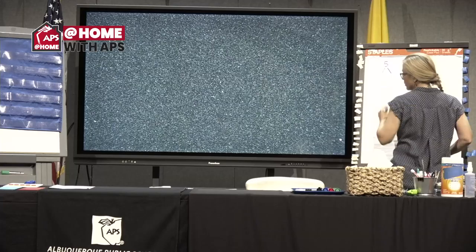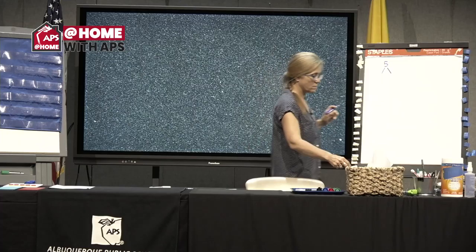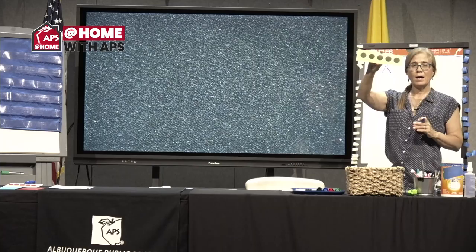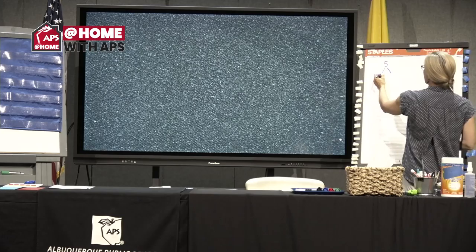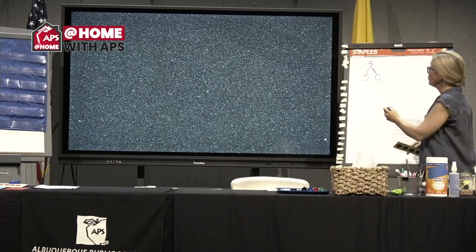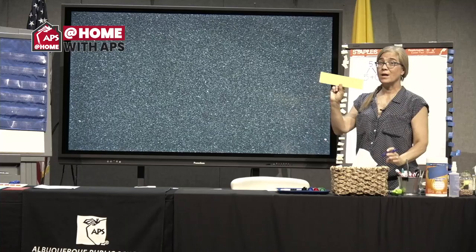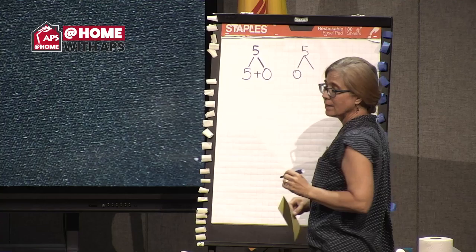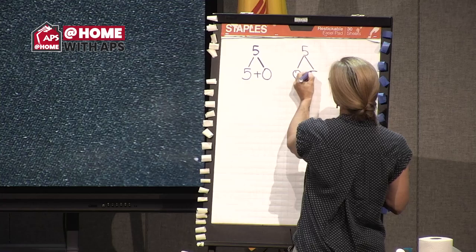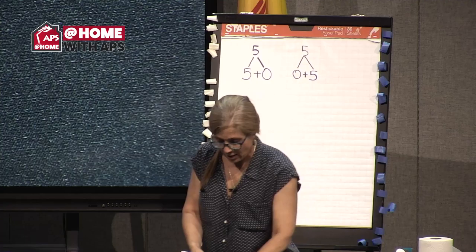I'm going to use these bigger cards. If I have a frame all full of five dots, do I need any more dots to make five? I don't, do I? So if I have five dots, I don't need any more. So five plus zero is a way to make five. If I have a completely empty frame with no dots on it, how many would I need to make five? I would need all five of them, right? So we can do the opposites, right, to make five.